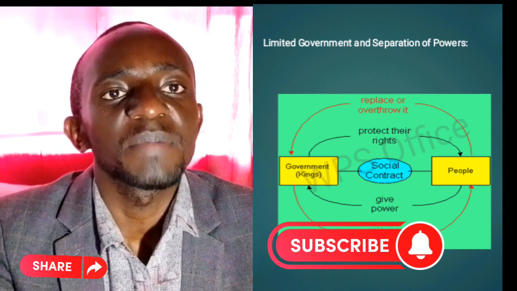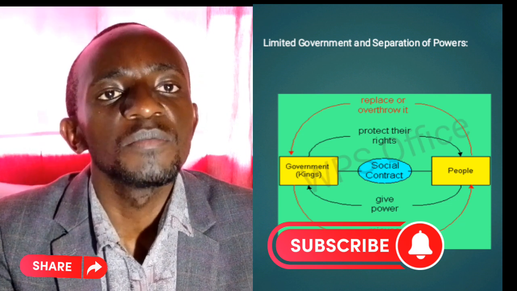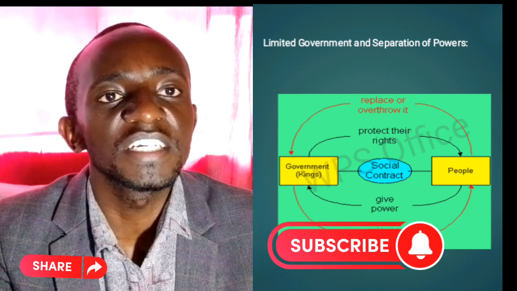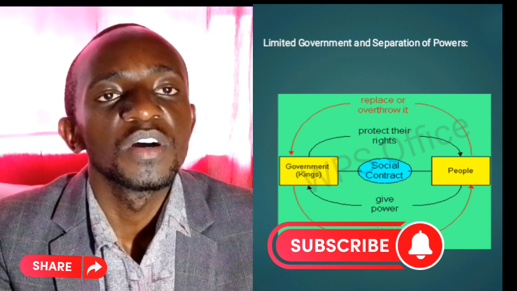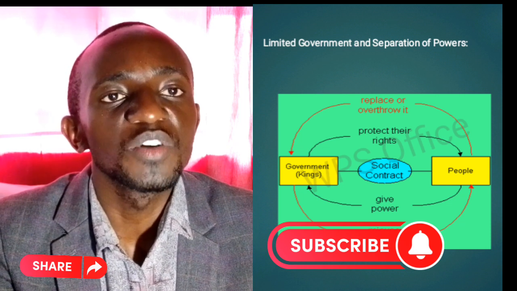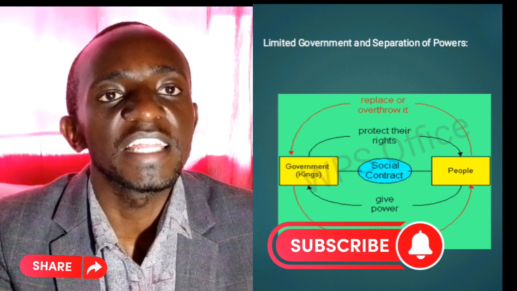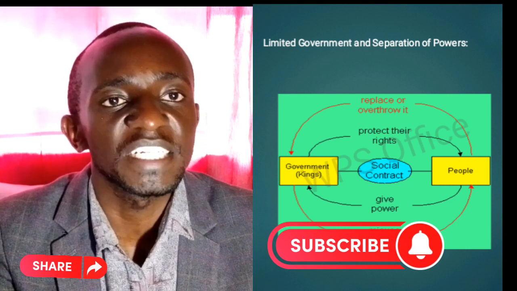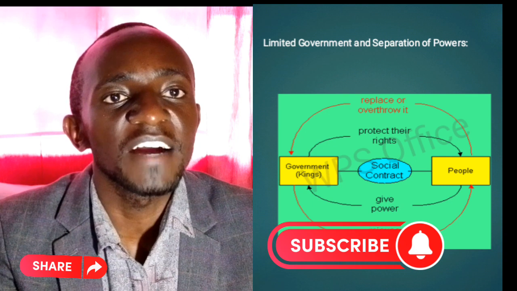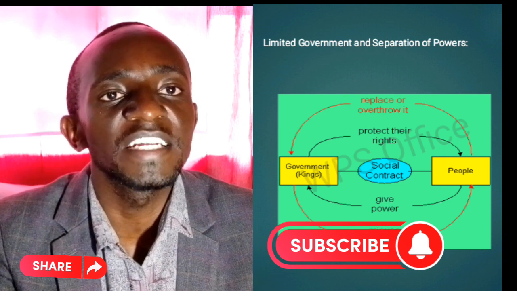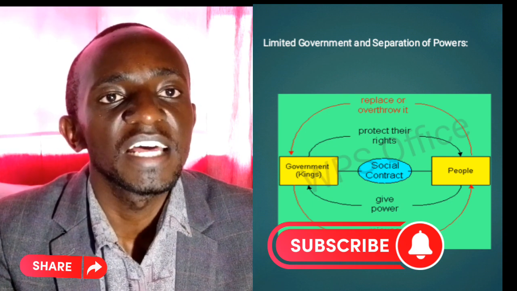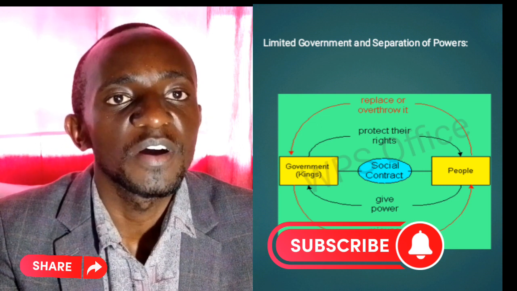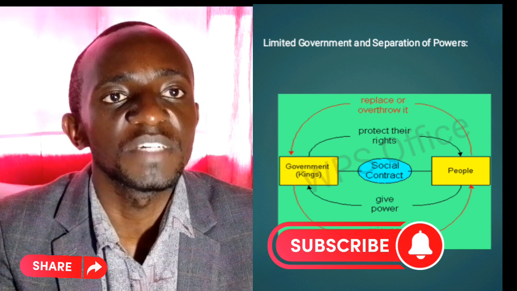On limited government and separation of powers, Locke believed in a government that is restricted by the rule of law. Locke believed that government should only exist so that it may protect the rights of individuals, and that should be the core mandate of the government. He also believed that government should be divided into distinct branches such as the judiciary, legislature, and executive for better operation of government.